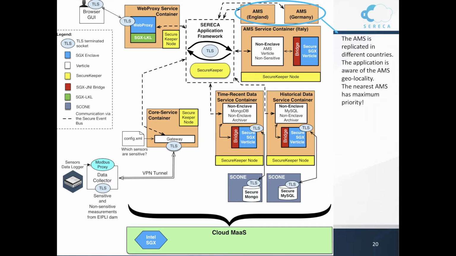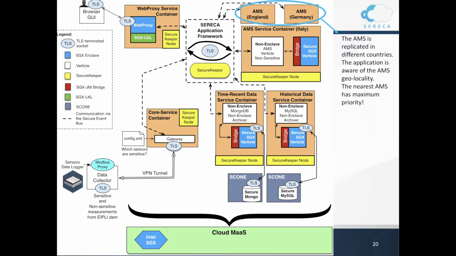Finally, it must be said that RiskBuster uses another Sereca facility, which is the Geo-locality functionality that allows providing a high level of availability for specific microservices. The Geo-locality feature provided by the Sereca Vertex is organized as follows. We have three different alarm management microservices that run in three different countries: one in England, one in Germany, and one in Italy.